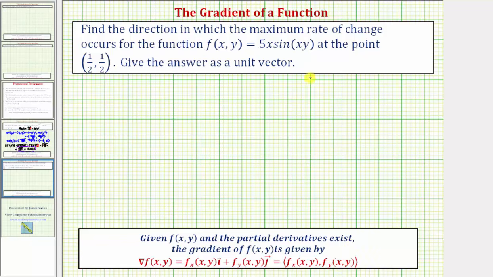So we'll first find the gradient, then evaluate it at the point 1/2 comma 1/2, and then we'll find the unit vector in this direction. Then once we do all of this, we'll look at it graphically. So we'll find the gradient of f.